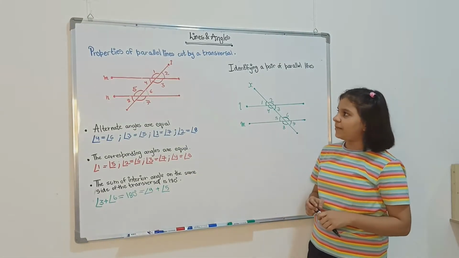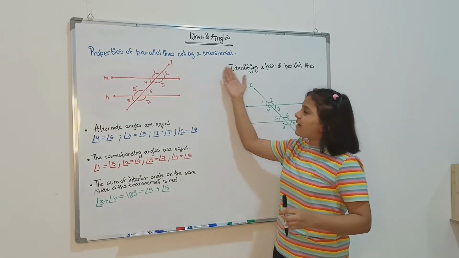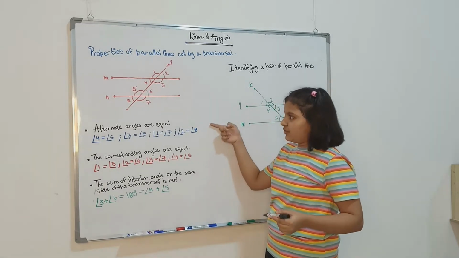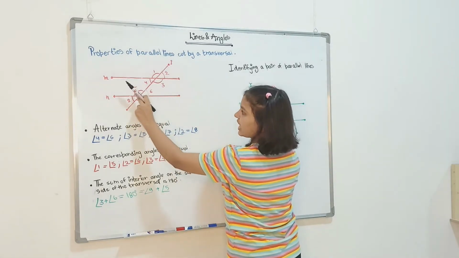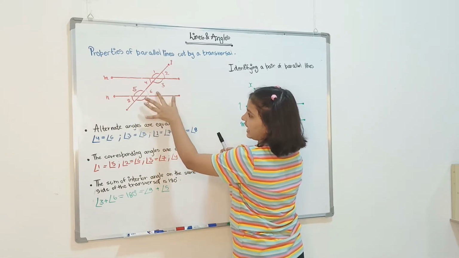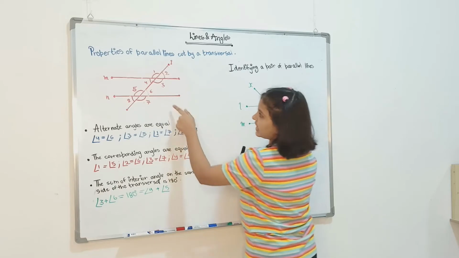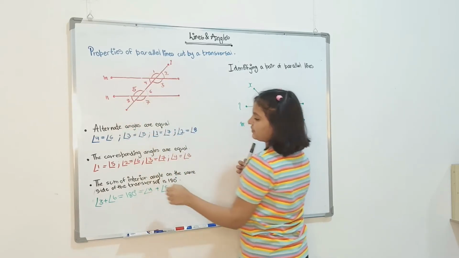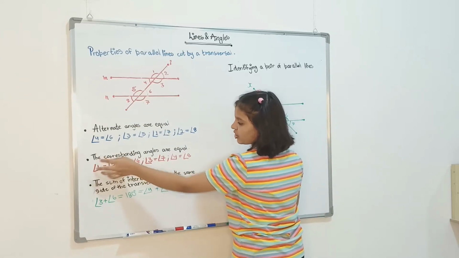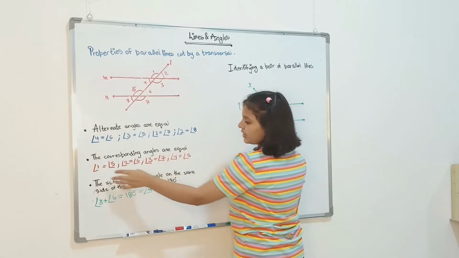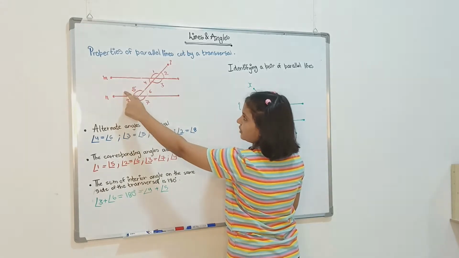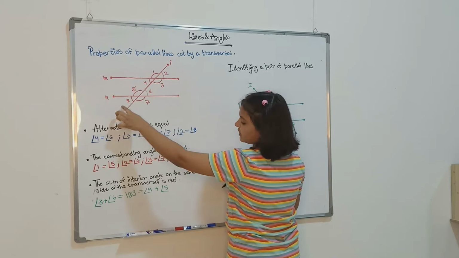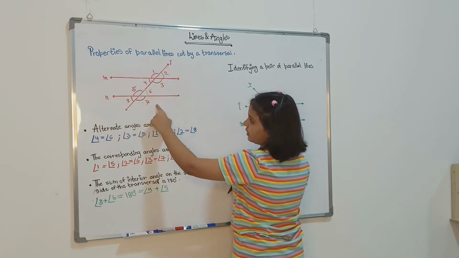So here are the properties when a parallel line is cut by a transversal. The first property is alternate angles are equal, means angle 4 and angle 5 are equal, angle 3 and angle 6 are equal. Then angle 1 and 7 are equal and angle 2 and 8 are equal. The next property is the corresponding angles are equal, means angle 1 and angle 5 are equal, angle 2 and angle 6 are equal. Then angle 4 and angle 8 are equal, angle 3 and angle 7 are equal.